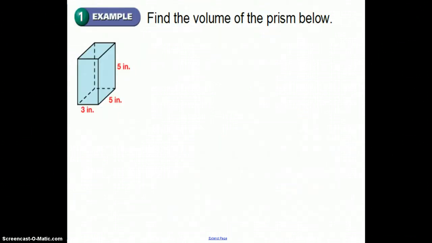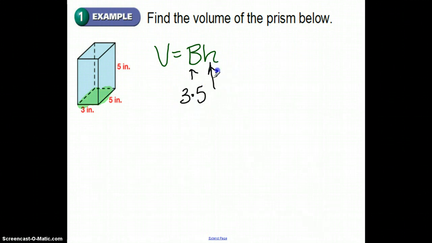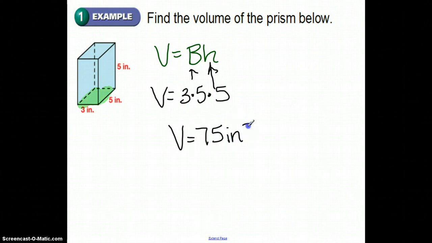Okay, now let's see if we can fit one more in here, just real quick. So if our volume is this, my first job is identify the base. So here's my base. So 3 times 5 would give me the area of the base, and my height is also 5. So 3 times 5 times 5 is going to give me 75 inches cubed.